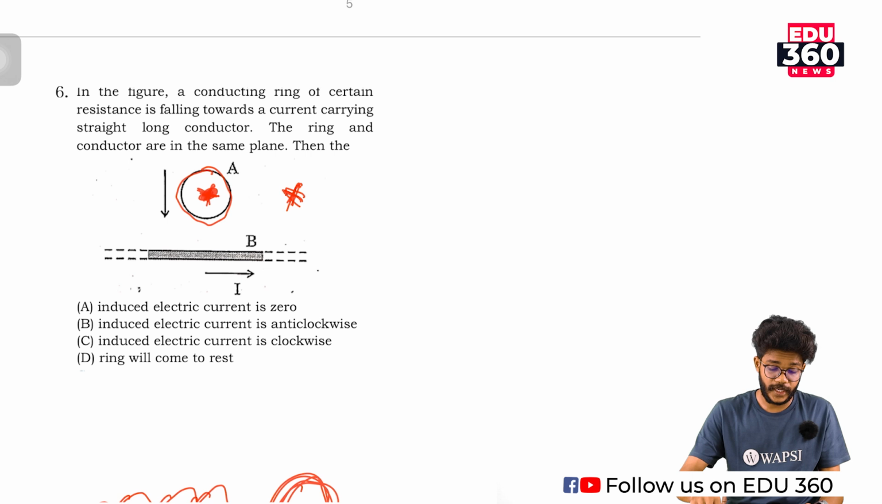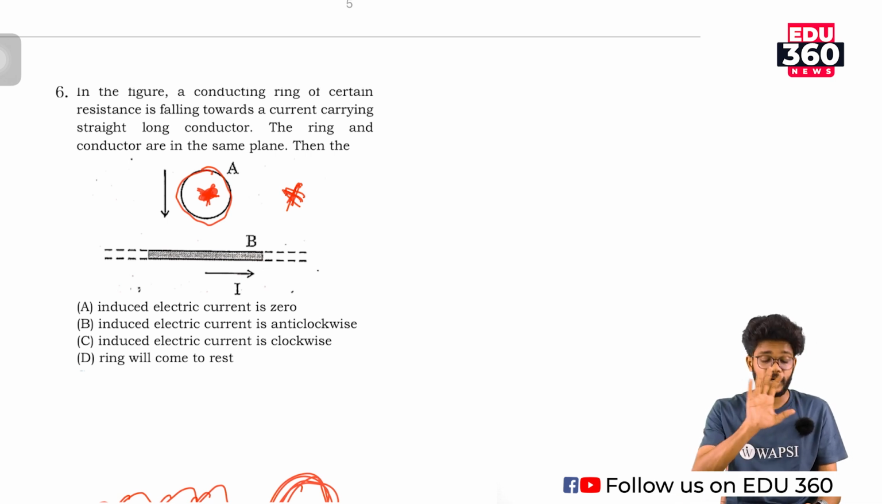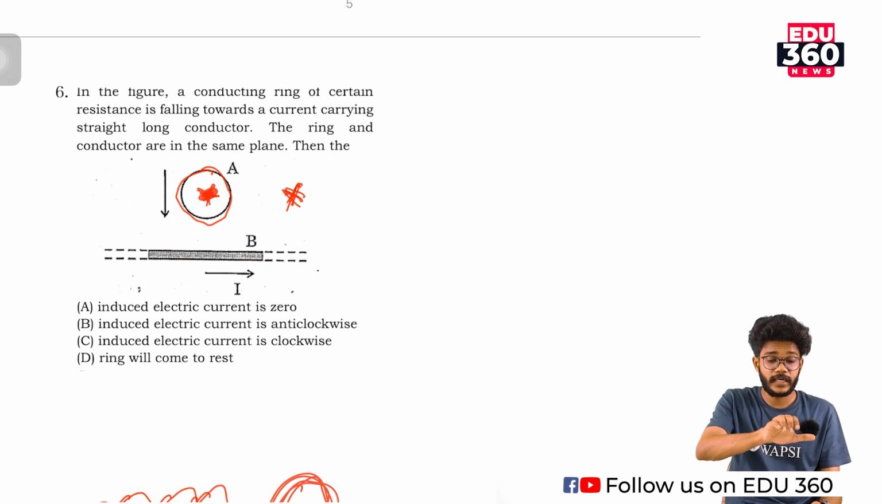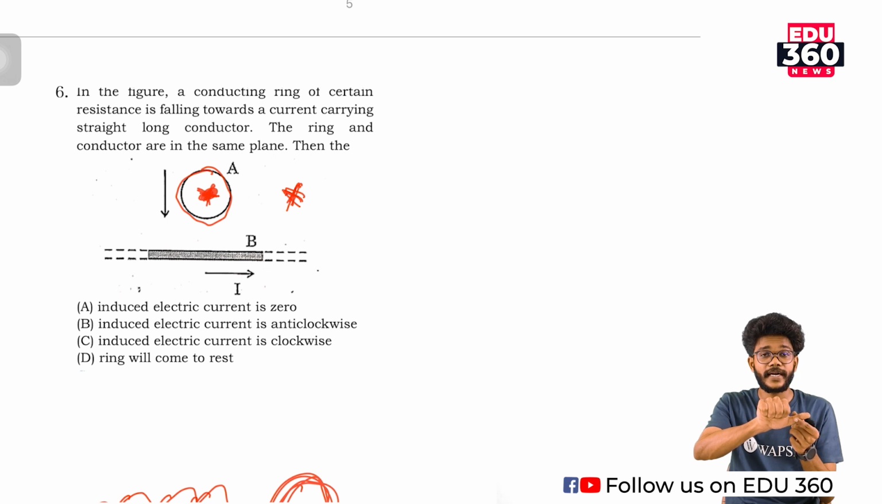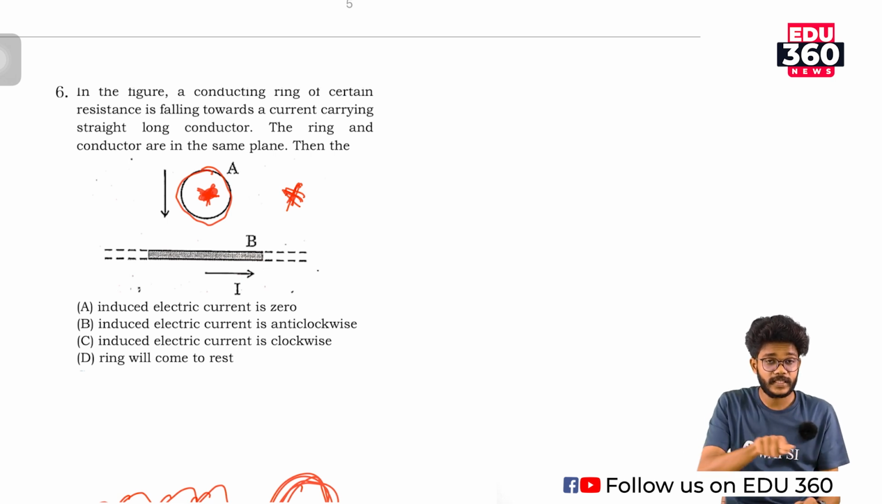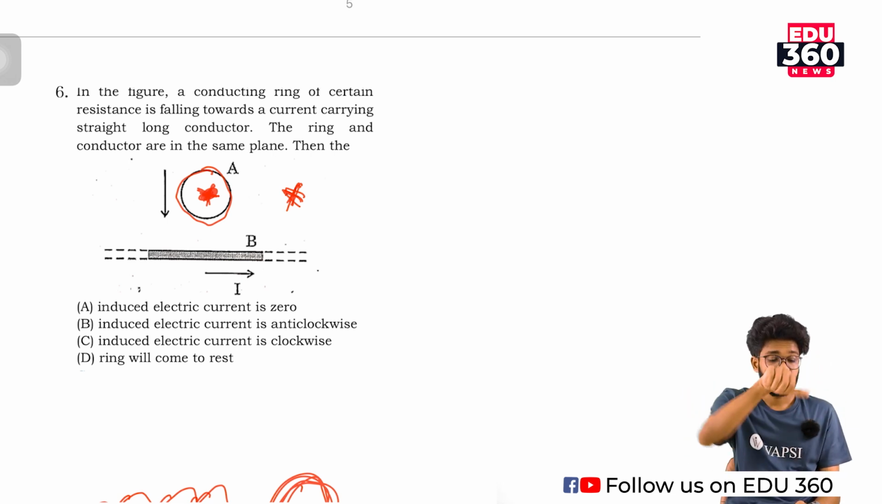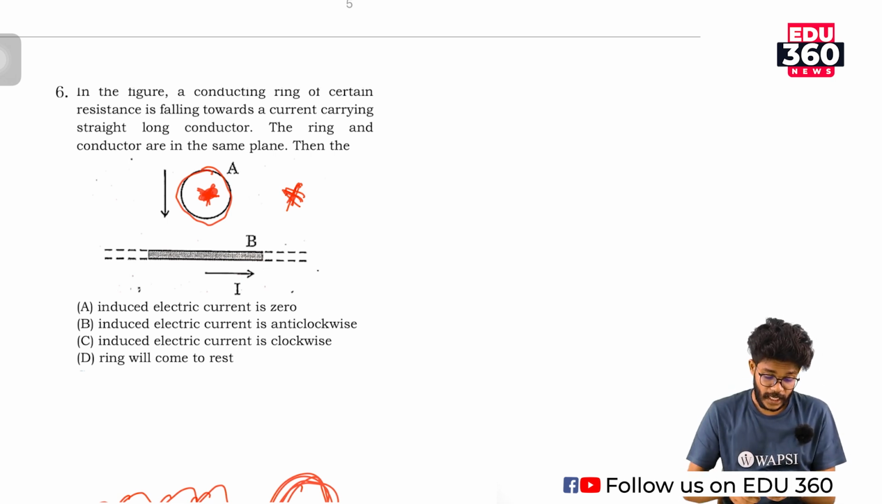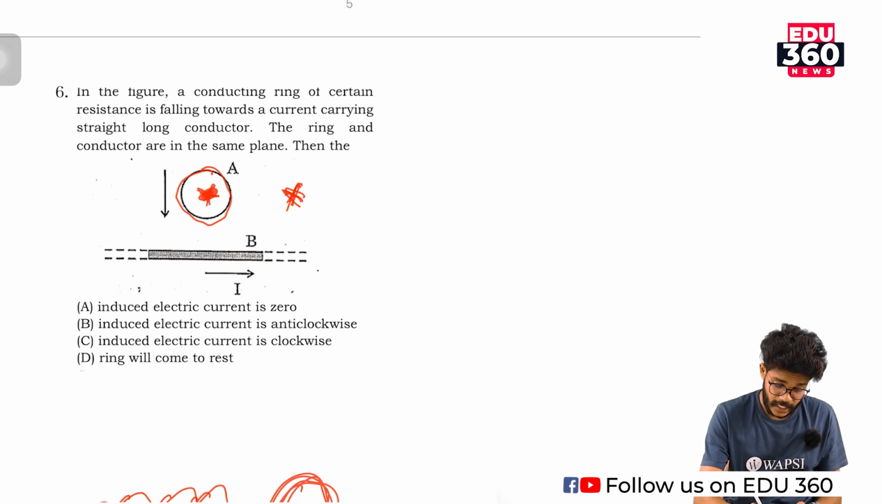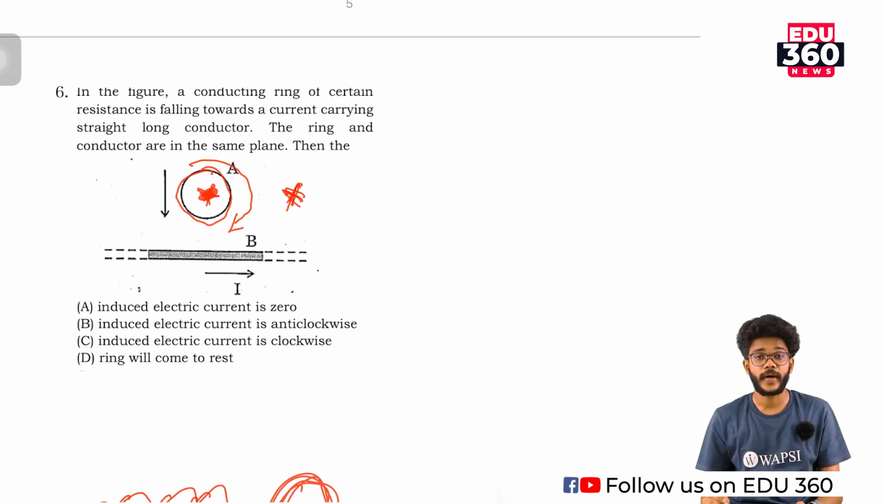So in the same scenario, we can take our hand and put our thumb into the page and curl. Now the thumb is directed towards the left. That means the direction of the current will be like this. The curling fingers will be like this, that means clockwise direction. So that's how we can find the direction of the current is clockwise.